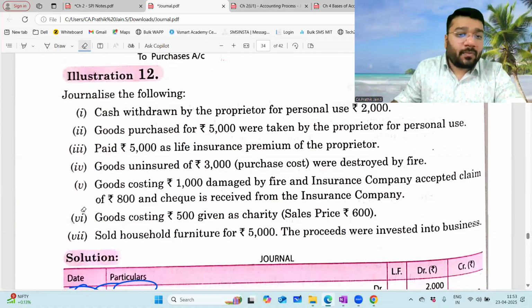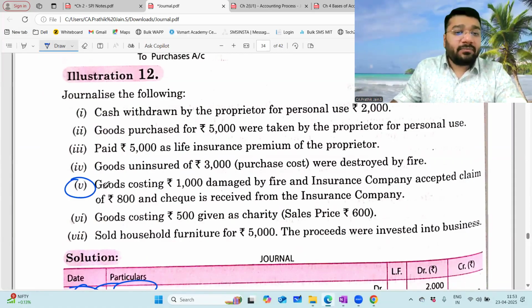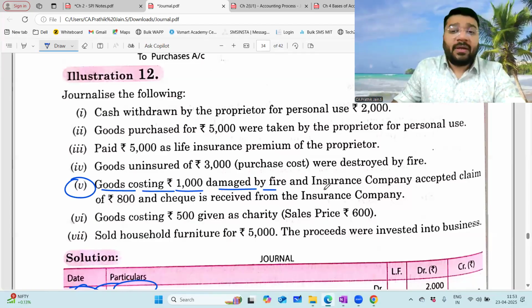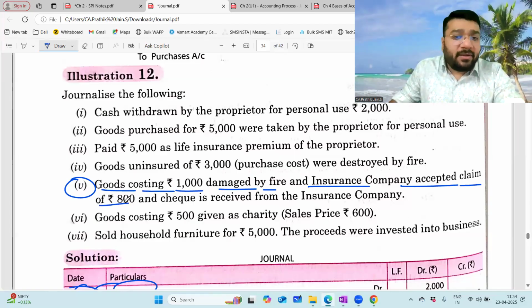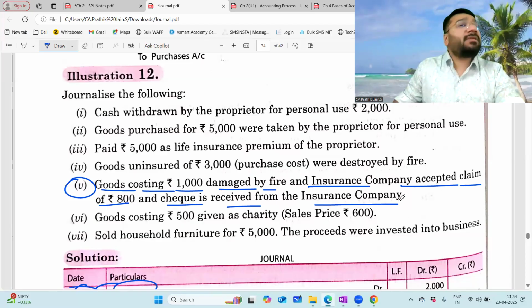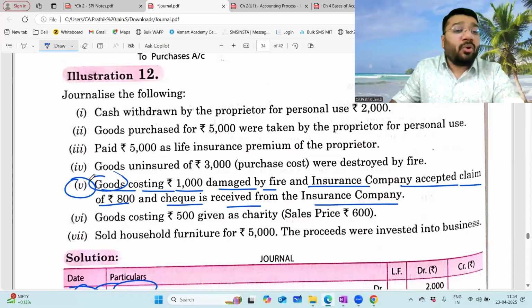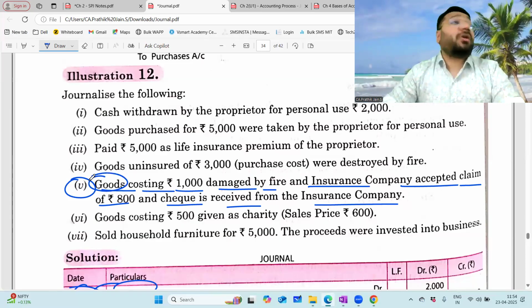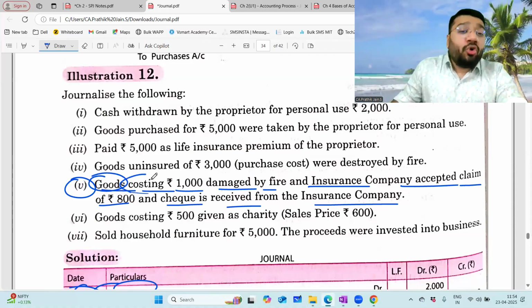Now, fifth one, goods costing 1,000 damaged by fire. Insurance claim accepted 800. Cheque is also received from the insurance company. So we're talking about those goods which are protected by insurance. Okay, now goods costing 1,000.